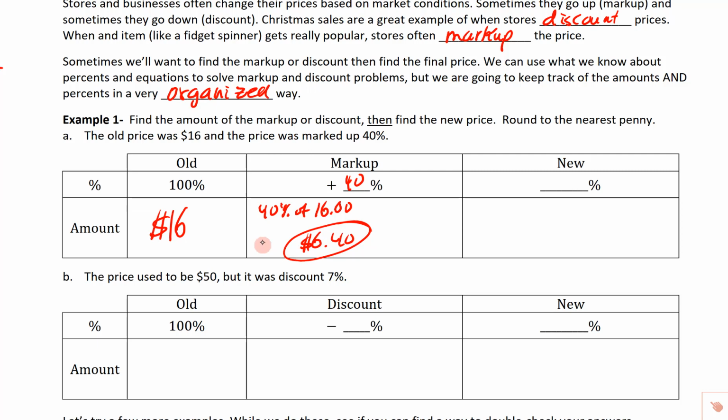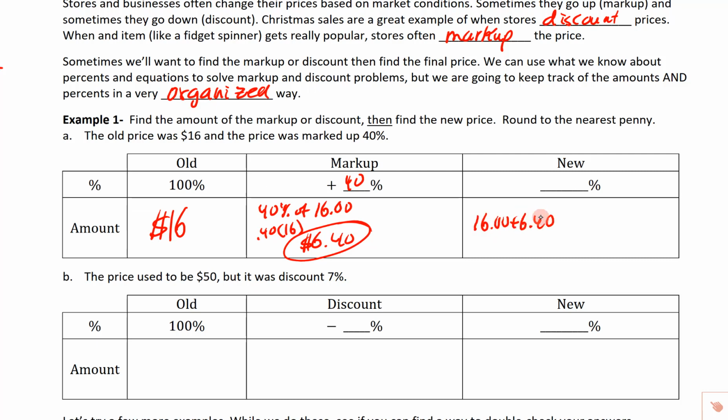So there we go right there. And again, what we typed into the calculator was 0.40 times the $16. All right, now, the next thing we need to do is figure out what was the new price? How much did we end up actually paying? Well, since it was a markup, we're going to add these together. So this is going to be $16 plus $6.40.